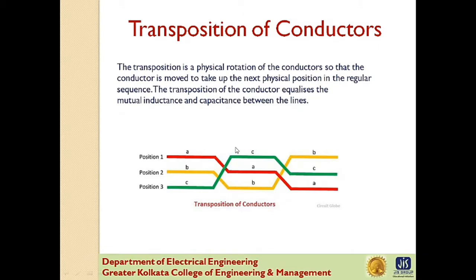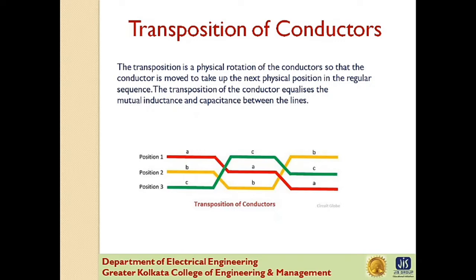Now next one is transposition of conductors. Transposition is a physical rotation of conductors so that each conductor is moved to take up the next physical position in the regular sequence. The transposition of the conductors equalizes the inductance, mutual inductance and capacitance between lines. The irregular spacing between conductors gives a complex value of inductance, which makes the study of the power system complex. So transposition is mainly done in the switching station and in the substation.